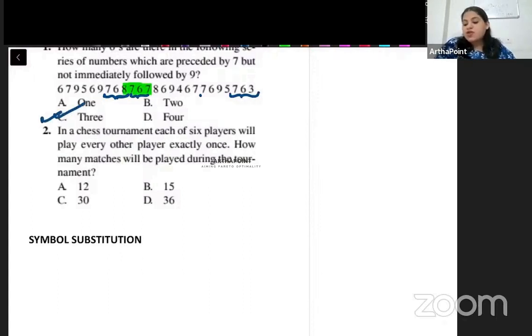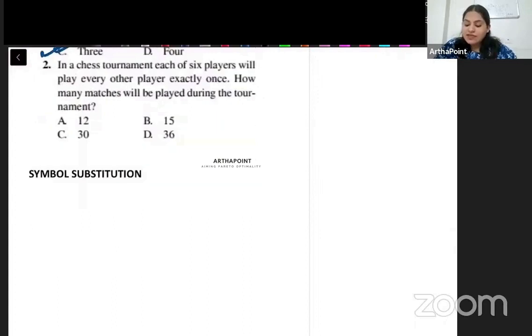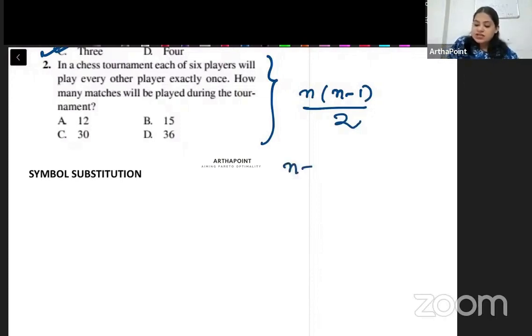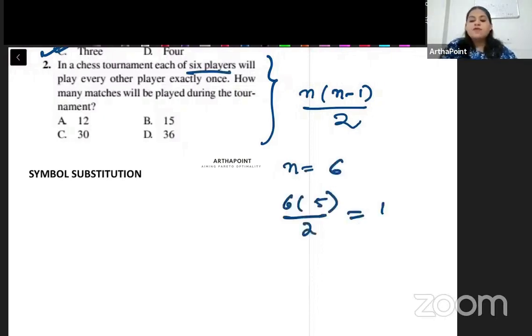In a chess tournament, each of the 6 players will play every other player exactly once. How many matches will be played during the tournament? So beta, when all players have to play with each other, the method of calculating the number of matches played is by the formula n into n minus 1 by 2, where n is the number of players in the game. In this case, the number of players is 6. So it will be 6 into 5 by 2, which will be 15.